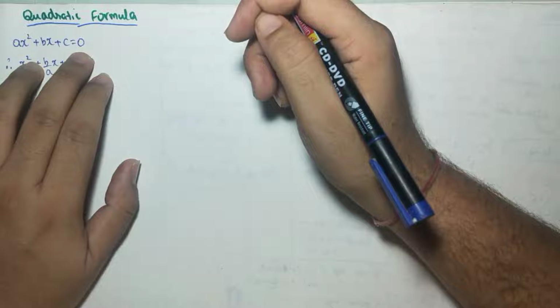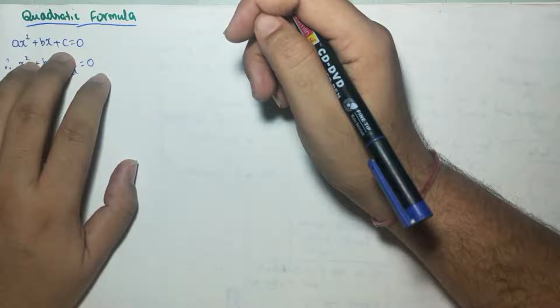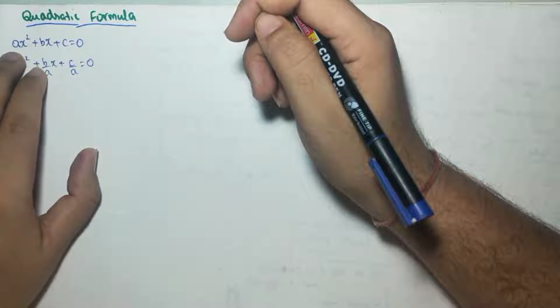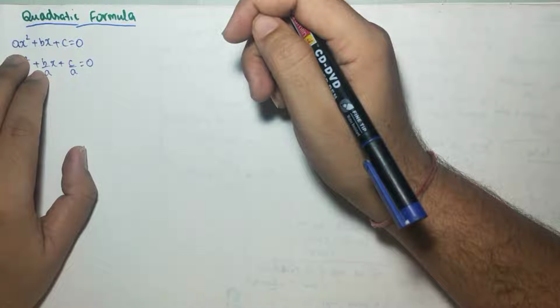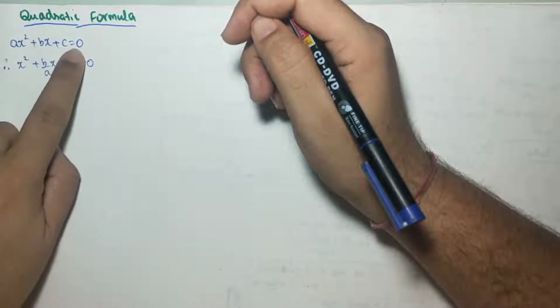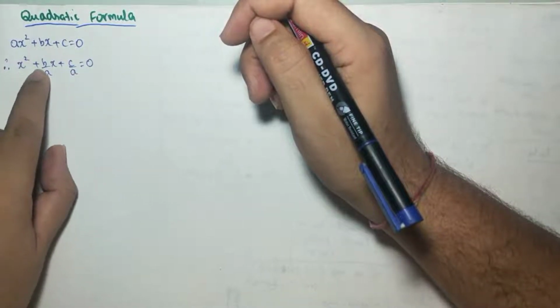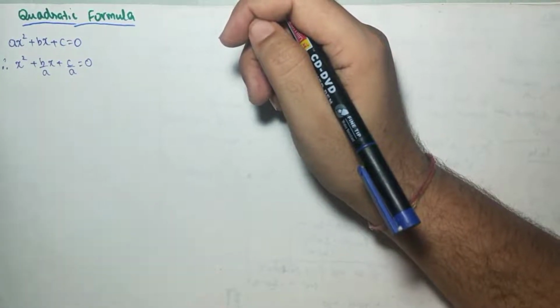If I tell you to find the roots of this general equation by the completing the square method, how could we do that? For doing that, I will divide all the terms of the equation, as the first step, by the coefficient of x square. The coefficient of x square is a over here. So I have divided all the terms of the equation by the coefficient of x square, that is a. So this will become x square plus b upon a x plus c upon a equals 0.